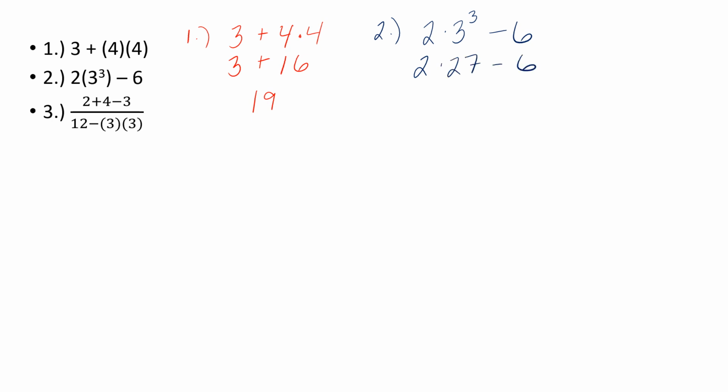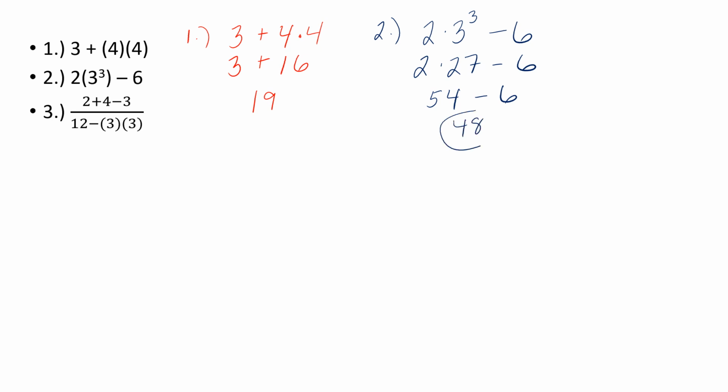And notice I'm going to copy the rest of the problem down. So even though I didn't do 2 times anything, I'm still copying that down to the next line. Even though I didn't do anything with the minus 6, I'm still copying that down to the next line. Now we'll do the multiplication. 2 times 27 is 54. And then we will do the subtraction. 54 minus 6 is 48.